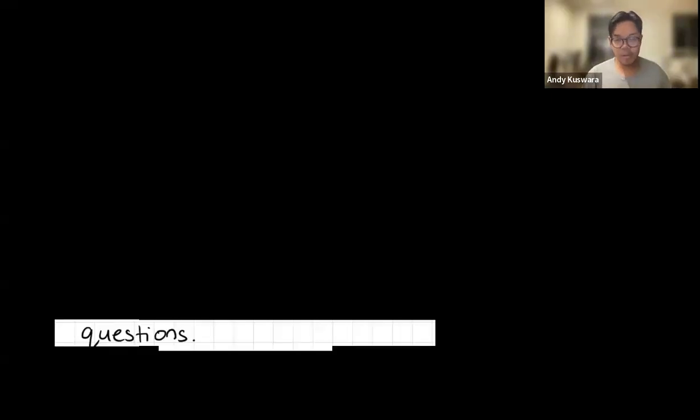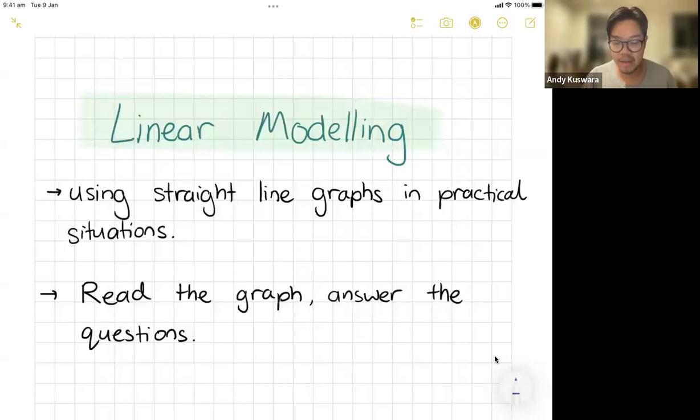Okay, here we go. We're talking about a topic here that's fairly broad, so I'm going to try and break it down into what I think are the essentials. We're talking about linear modeling. It just means that we're using straight line graphs in a bunch of different practical situations. Long story short, read the graph, answer the questions. Or sometimes make the graph, read the graph, answer the questions.